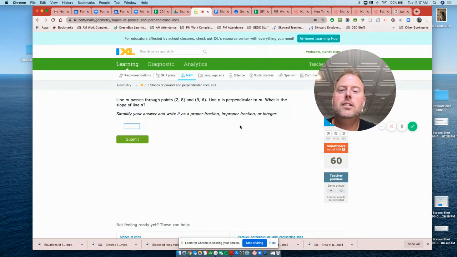This one, what they did is they just give you a couple points. So you have to figure out the slope, and then if it's perpendicular, you got to make it negative reciprocal. So the slope of this, 6 minus 8 would be negative 2. 9 minus 2 would be 7. So that'd be negative 2 over positive 7. The reciprocal would be flipping that over. So negative 7 over 2. Or I'm sorry, 7 over negative 2. So then we have to change the sign, it'd be 7 over 2.